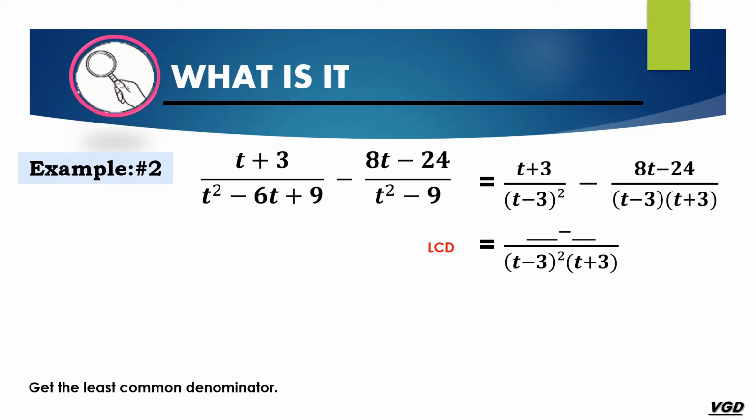And now we can already simplify just like in the previous steps. So we have here the quantity of t minus 3 squared times the quantity of t plus 3 divided by the quantity of t minus 3 squared. So it will be cancelled out, and we will have the remaining t plus 3. So t plus 3 times t plus 3 will become the quantity of t plus 3 squared.